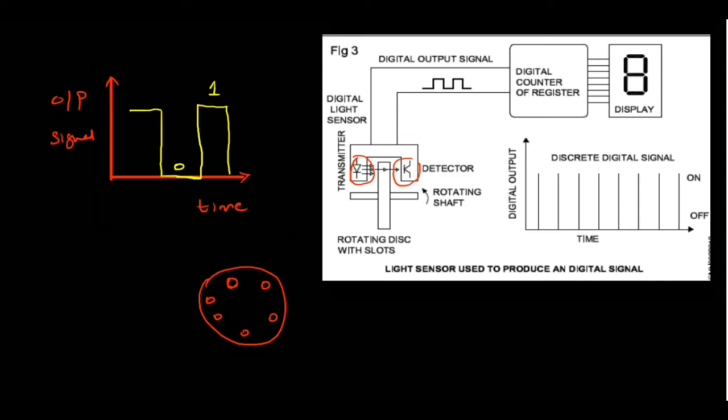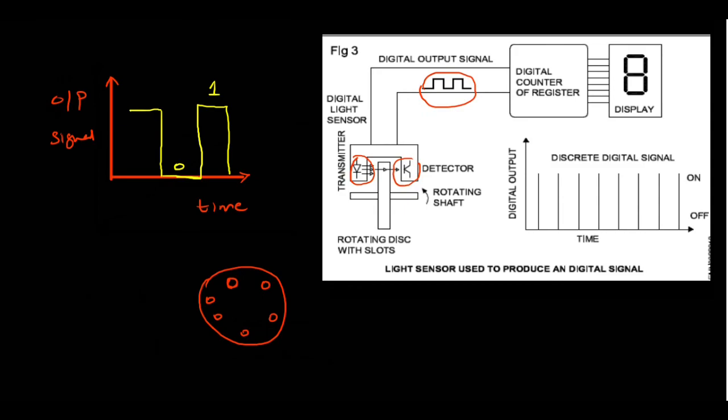And these pulses, what we do, we get here. When the transistor receives light, it will give either high or low. It can be in any way. And that signal will go to a digital counter register and to display. So in this way also we can do a lot of counting. These optical sensors are used in many places.